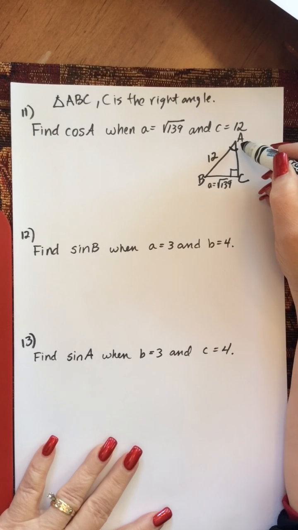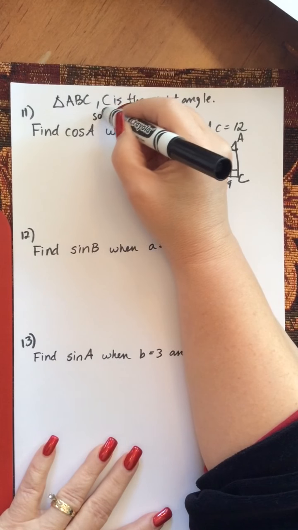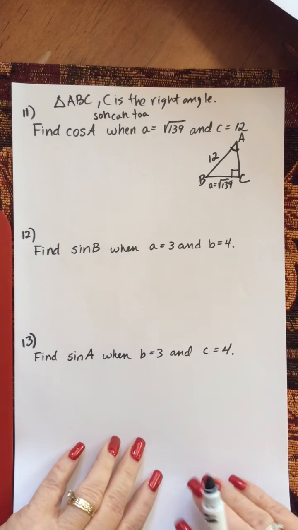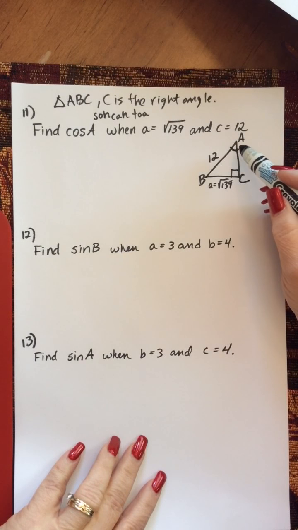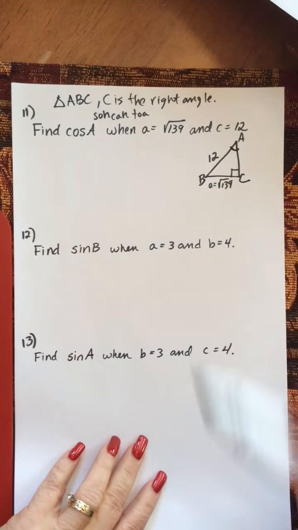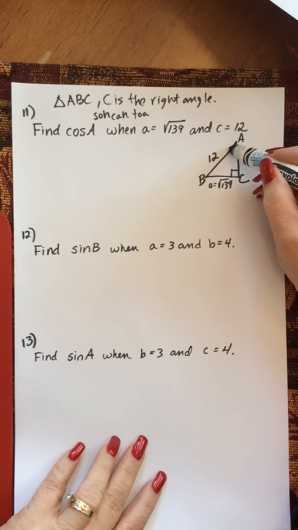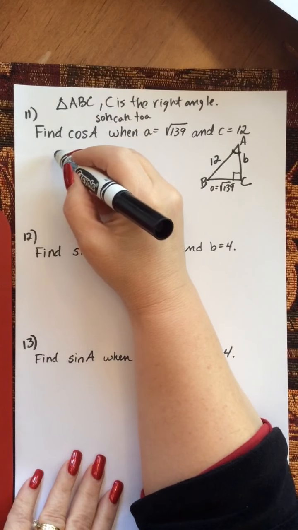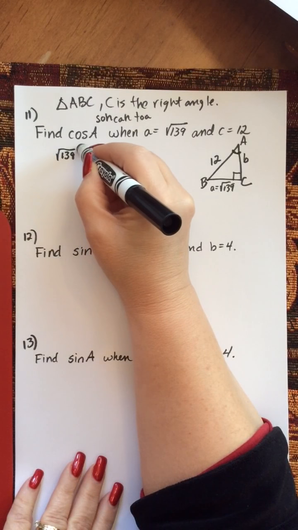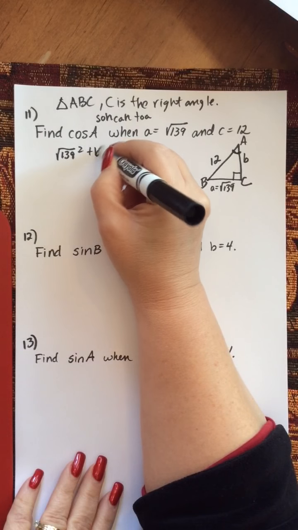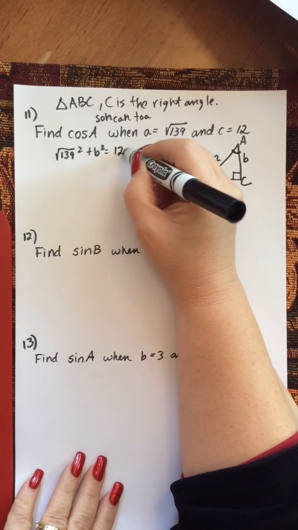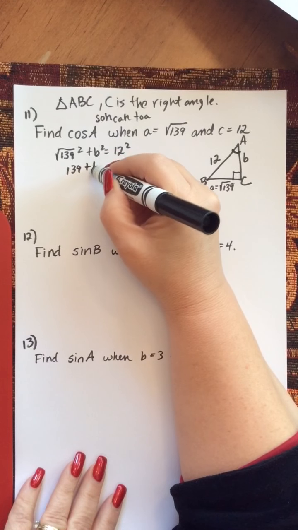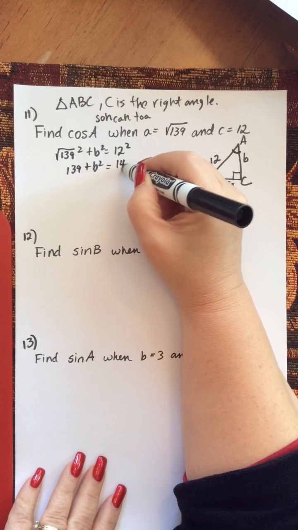So cosine is, remember SOHCAHTOA, let's jot this down. SOHCAHTOA. All right. So I'm trying to find cosine. Cosine is adjacent over hypotenuse. So the side adjacent to this angle is actually b, and I don't know what that is yet. But I bet I could figure it out, because it'll be square root of 139 squared plus b squared is equal to 12 squared. So square root of 139 squared will just be 139, plus b squared is equal to 144.